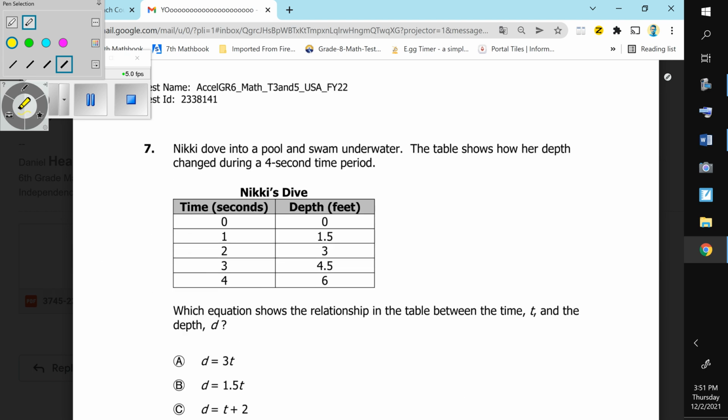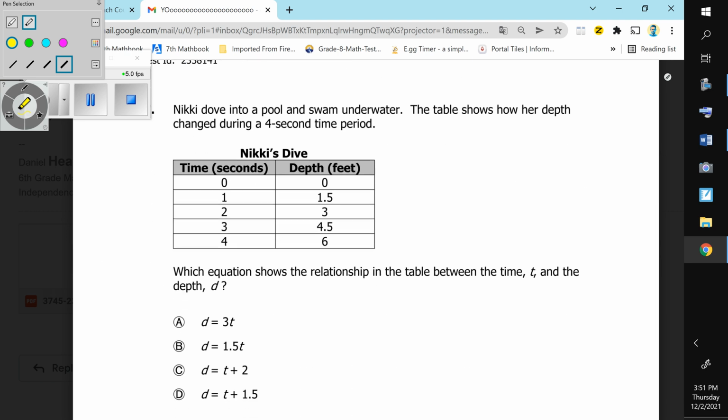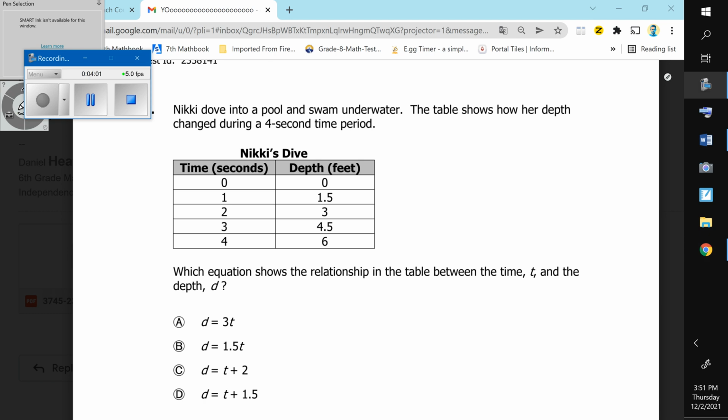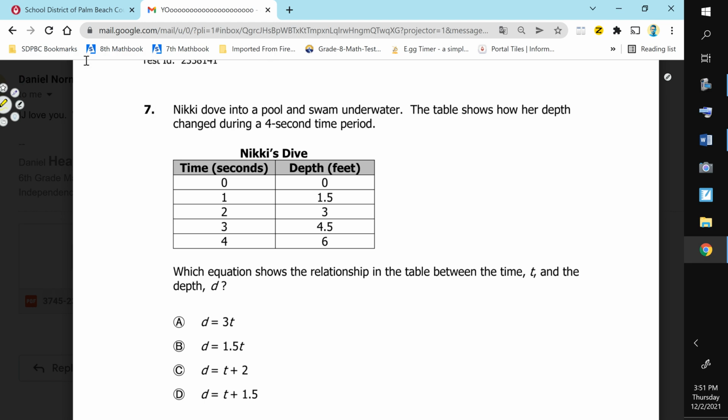Number 7. Oh my gosh, that's so annoying. Number 7.